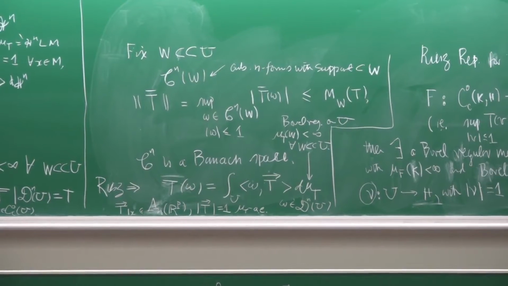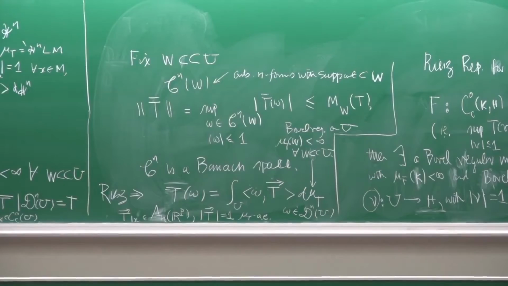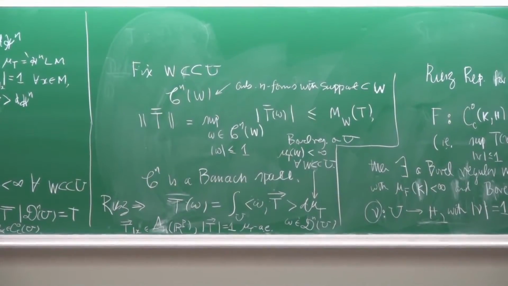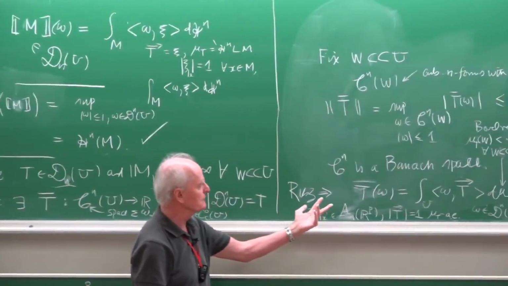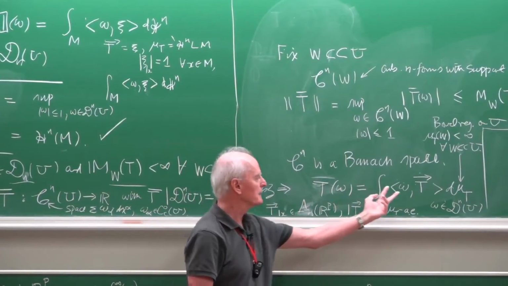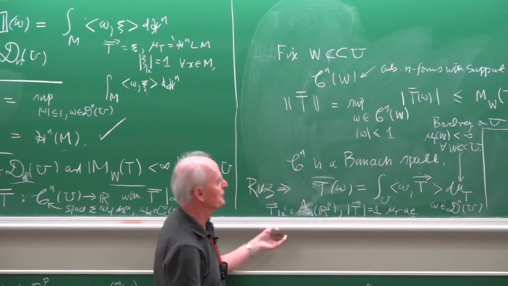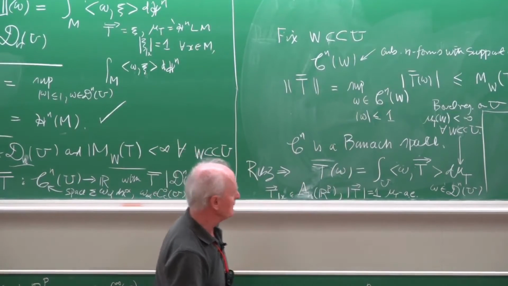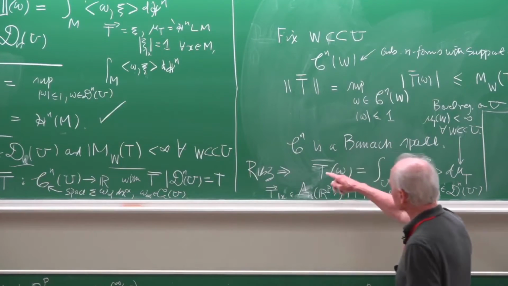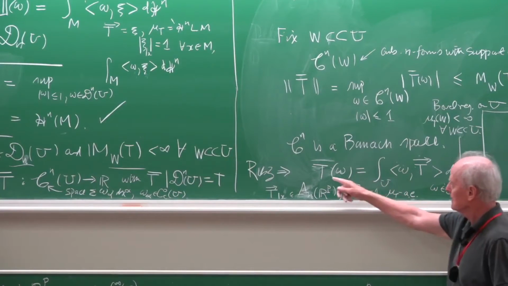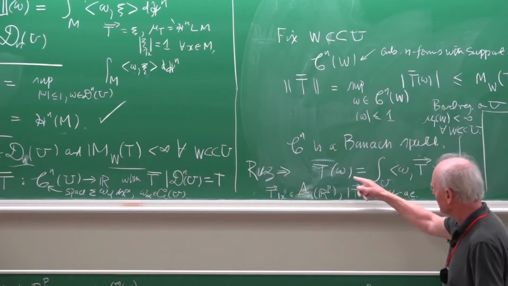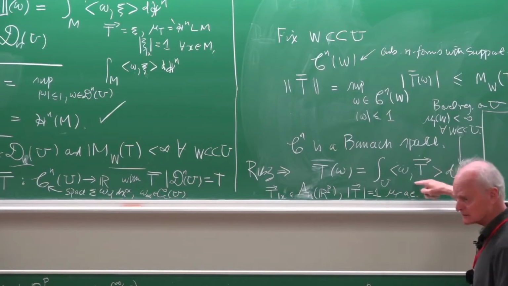Okay, so that's very nice. It means that as long as you're willing to assume that your currents have this local finiteness of mass, then you get a very explicit representation in terms of integration. And it even extends to the case when omega is just continuous. In that case, this would be T bar, but this side still makes sense.